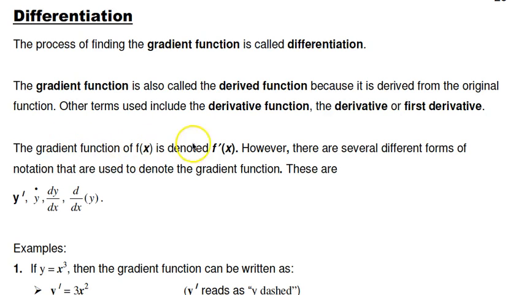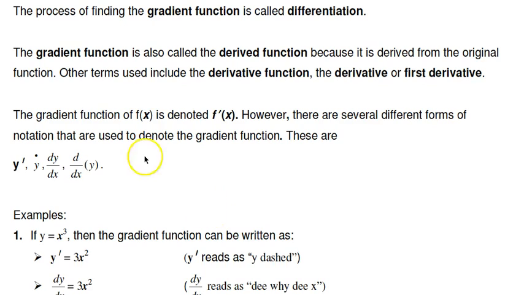Now, the gradient function of the original function, which is a function of x, is written or denoted as f dash x. However, there are several different forms of notation that can be used to denote the gradient function. These are y dash, y with a dot on it. Now, they only really do that when you're looking at motion.